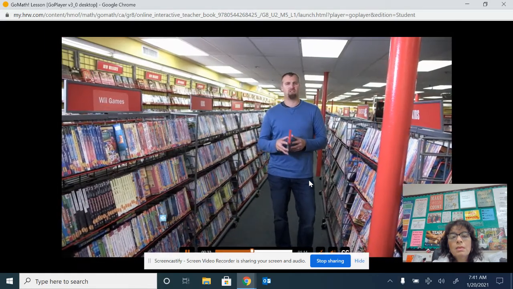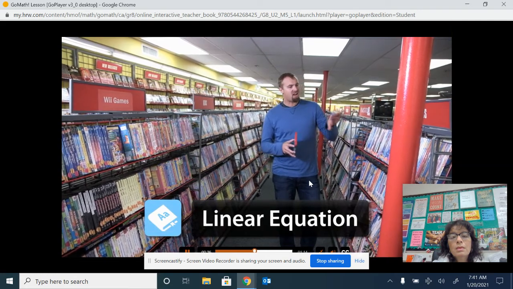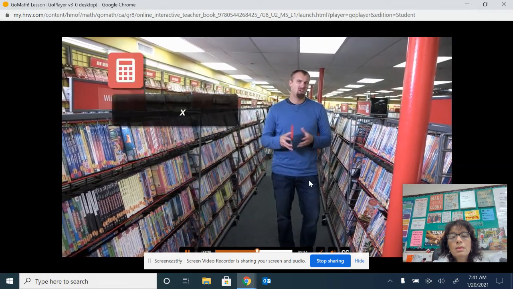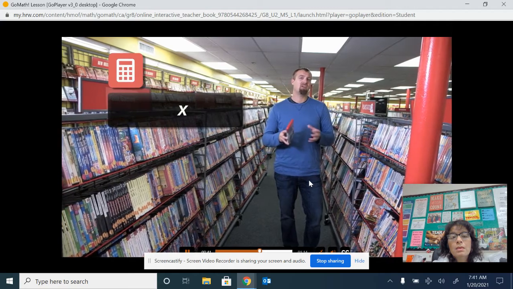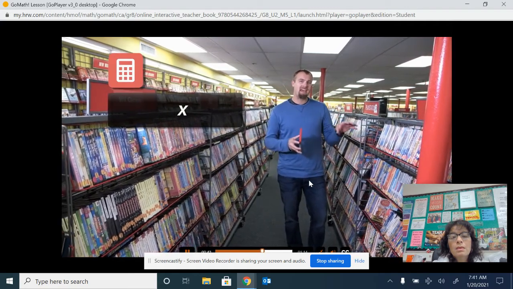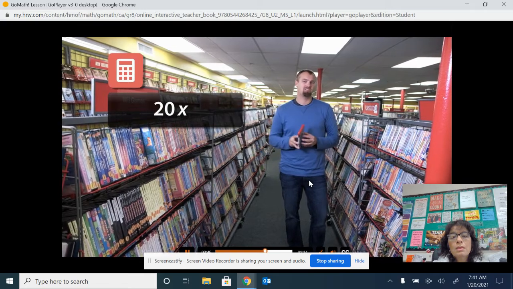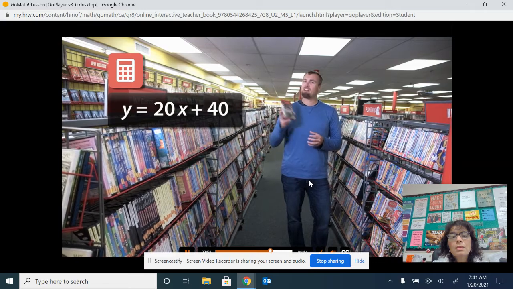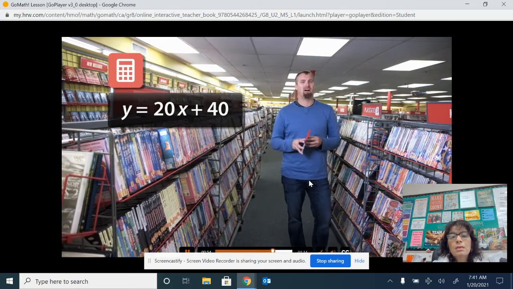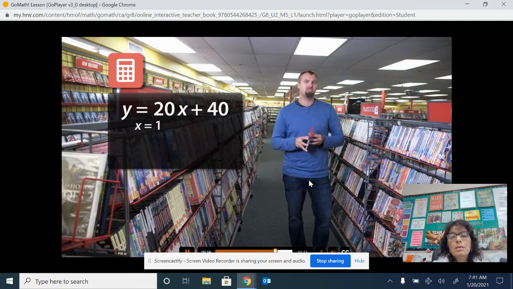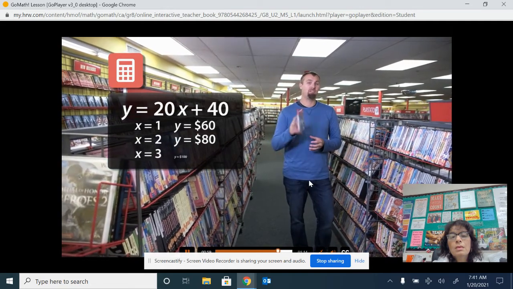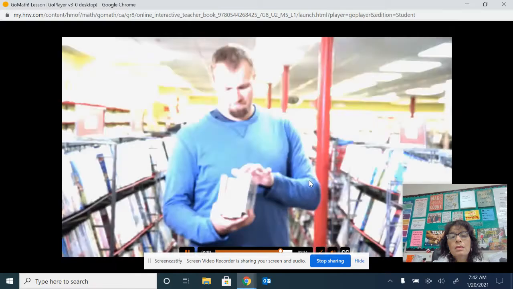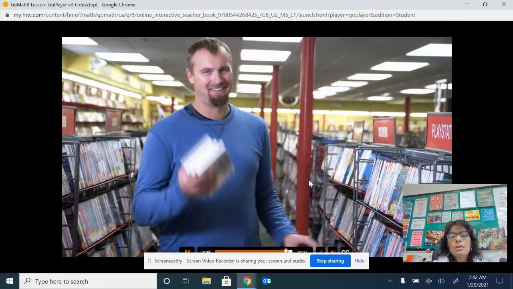We can represent this situation with a linear equation. Let's say I buy any number of these $20 games. We'll call that x. We can calculate the total cost by multiplying x by 20, then adding the cost of this other video game. Let's call the total cost y. Now we've got a linear equation. No problem. Now we just plug in different values of x, do some simple math, and we can figure out how much I'm going to have to spend. They do add up pretty fast. I better put a couple back. And that's why math matters.